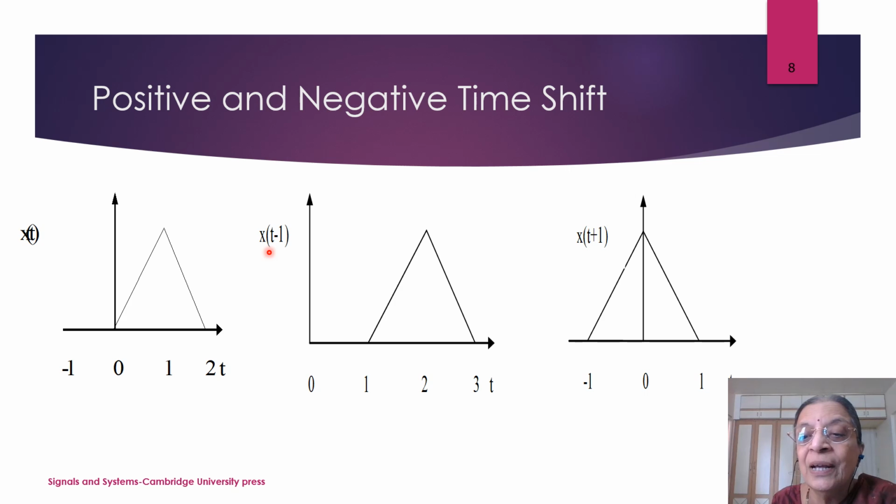It is represented as x of t minus 1. Now shifting towards left by one sample is represented as x of t plus 1. In this case, this particular signal x(t) is shifted towards left. So instead of starting at 0, it will start at minus 1. So minus 1 to plus 1 it will exist. This will be called x of t plus 1. This is what is called time shift.